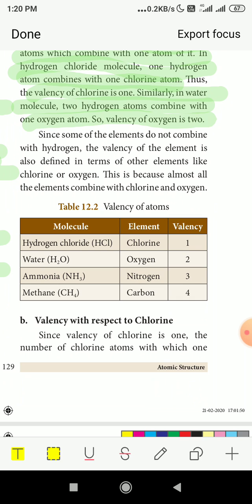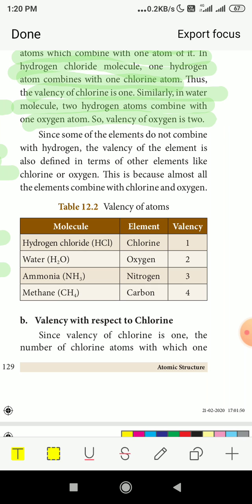Hydrogen chloride: chlorine combines with 1 hydrogen, so its valency is 1. Water: 2 hydrogen atoms, so the oxygen valency is 2. Ammonia: it combines with 3 hydrogen atoms, so the nitrogen valency is 3. Methane: carbon combines with 4 hydrogen atoms, so its valency is 4. So wherever the hydrogen is numbered, that will be the valency of these elements.